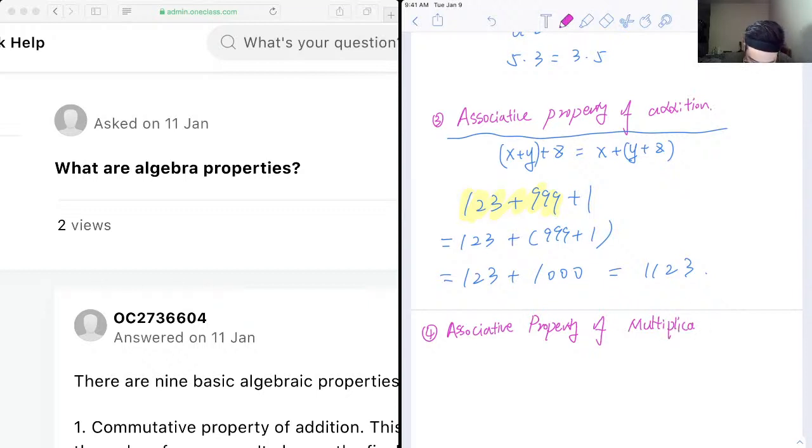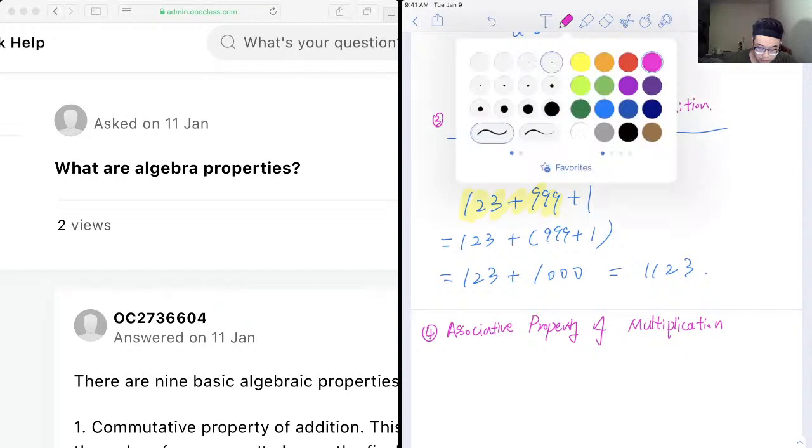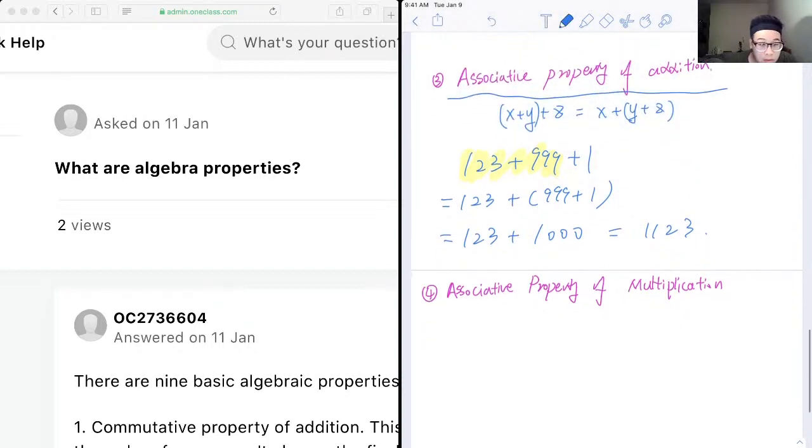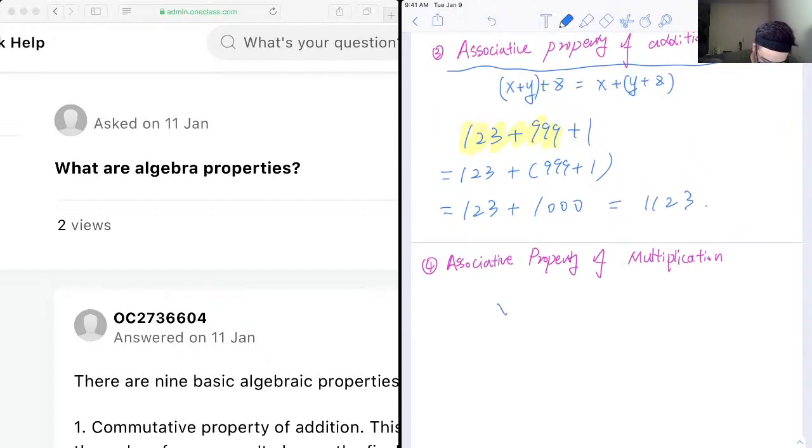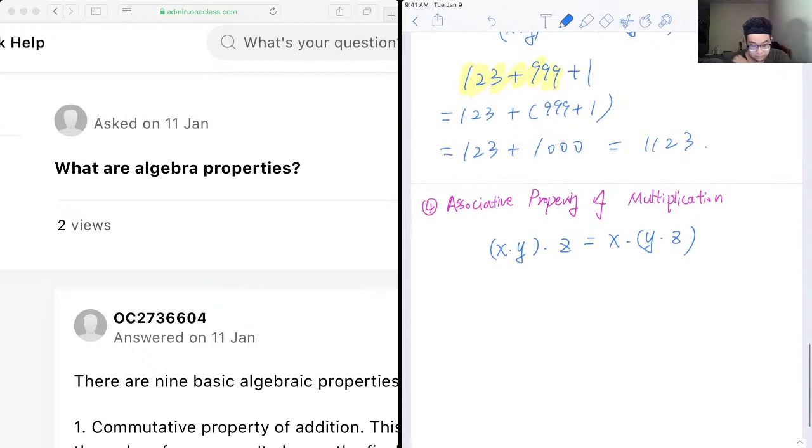Multiplication. Okay. So similar to the addition one, this states that regrouping terms of a product won't change the final answer. So x times y times z is equal to x times y times z. You can either group the first two, or you can first group the last two.